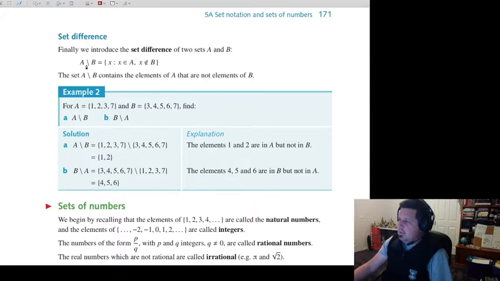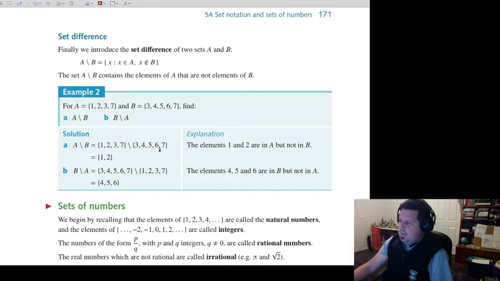A set difference B is listed here. The set A set difference B contains the elements of A that are not elements of B. Cool. So again, you need to carefully work through these things. So you've got A, the set difference of B. You need to list out the elements that are in set A. You list out the elements that are in set B.